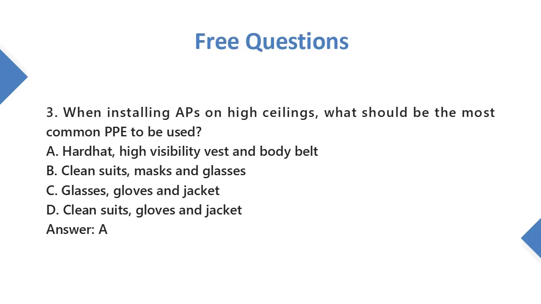3. When installing APs on high ceilings, what should be the most common PPE to be used? A. Hard hat, high visibility vest and body belt. B. Clean suits, masks and glasses. C. Glasses, gloves and jacket. D. Clean suits, gloves and jacket. Answer: A.